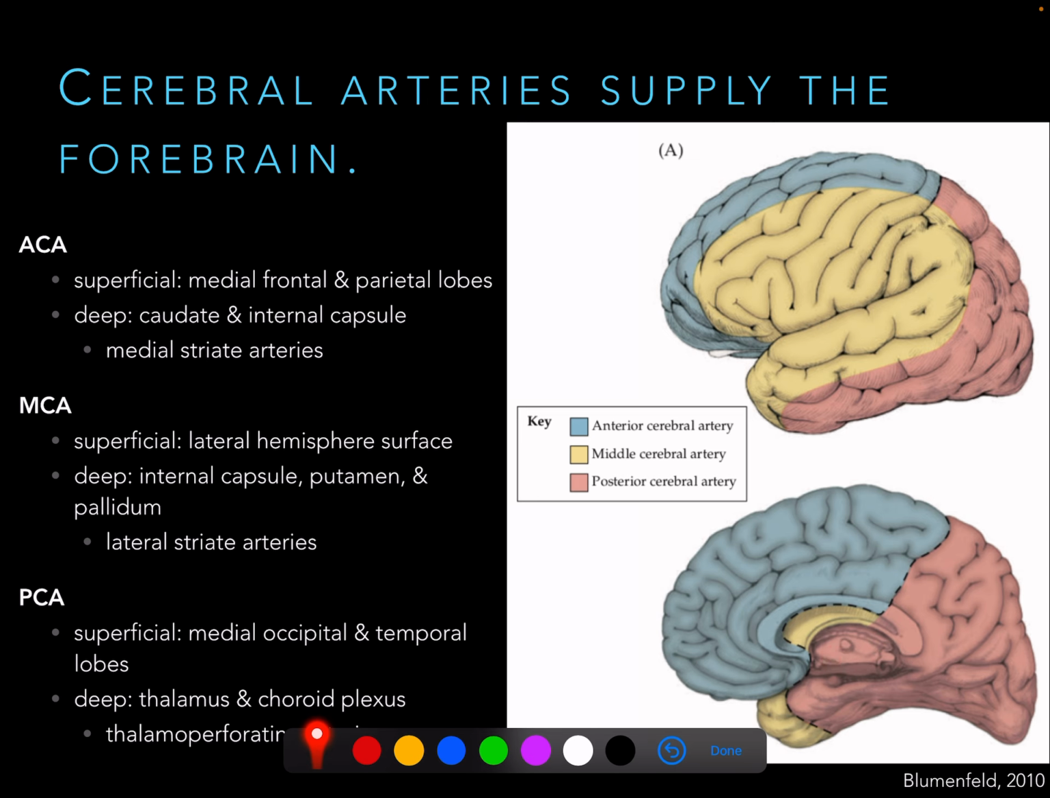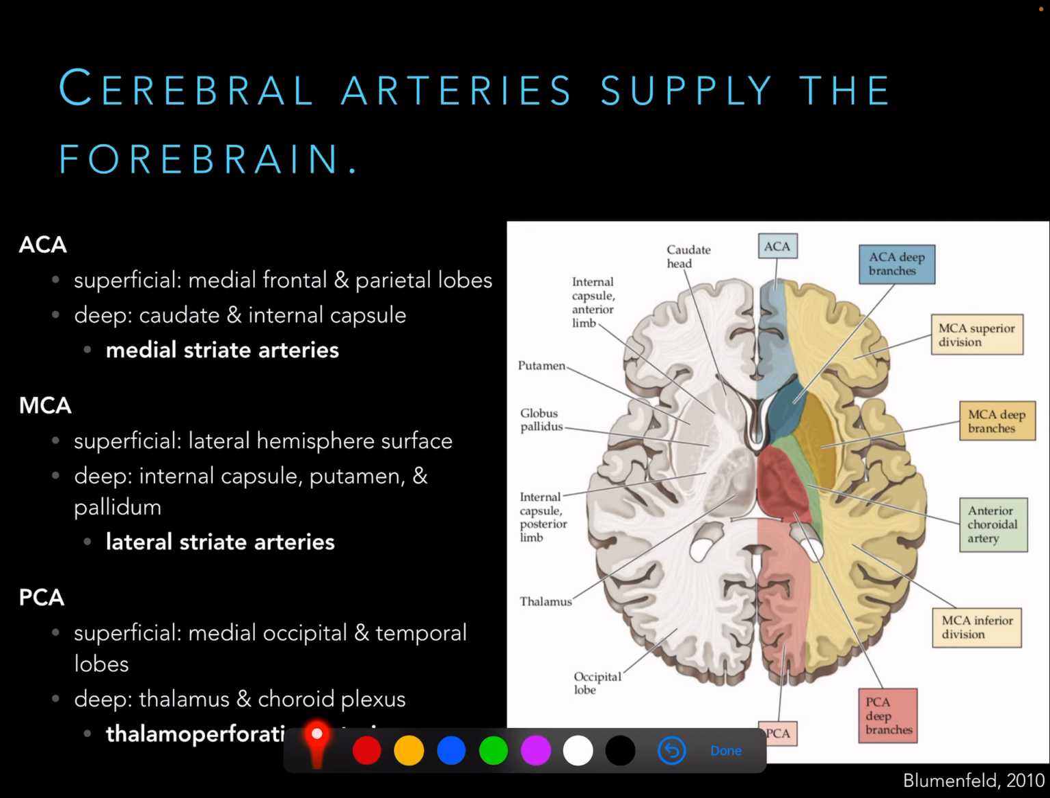Now, each of these cerebral arteries has a deep branch. Here, we're just looking at the superficial branches. The deep branches serve more internal structures, and that would be the thalamus, shown here, the internal capsule, and the basal ganglia.